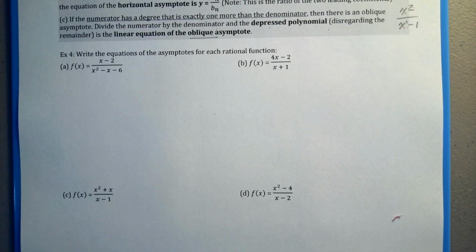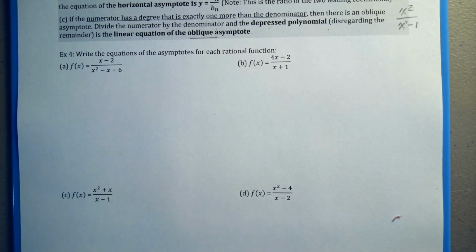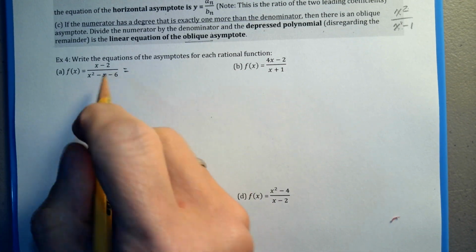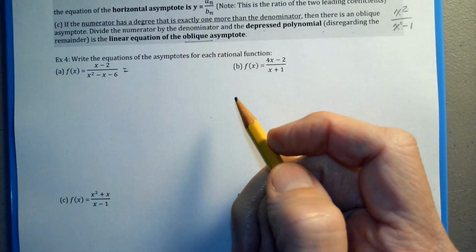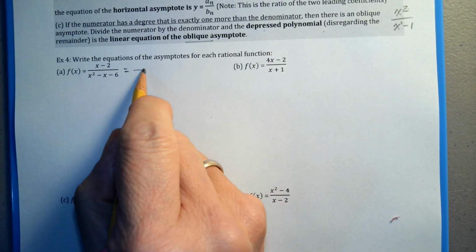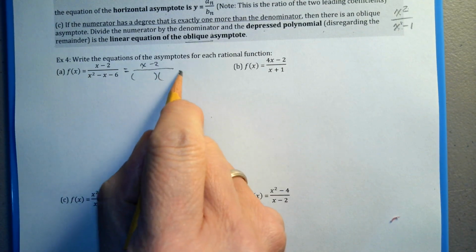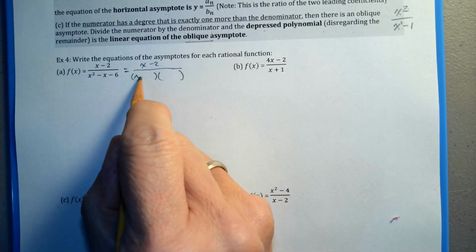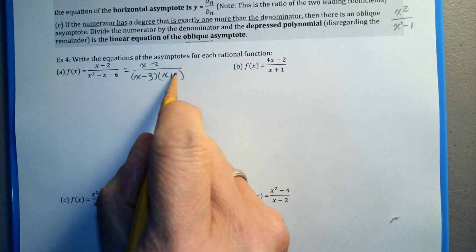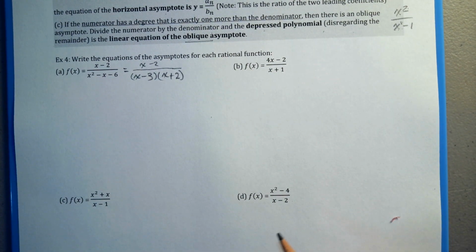All right, number 4, A. So the first thing we want to do here is probably see if we can factor this. Because if it's factorable, we might be able to cancel out part of the numerator with part of the denominator. So that's definitely what we want to try to do here. So we have x minus 2, and x minus 3, x plus 2. All right, so we don't have any binomials that we can cancel.